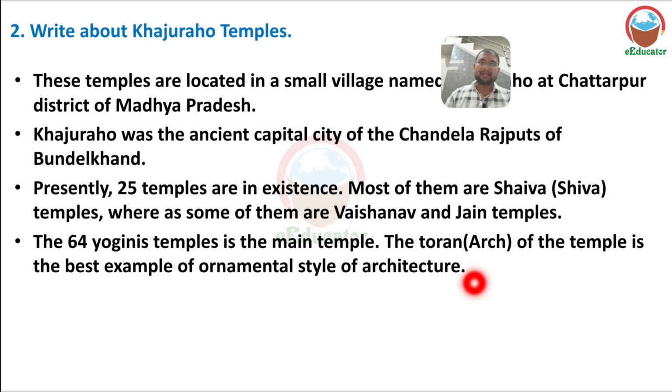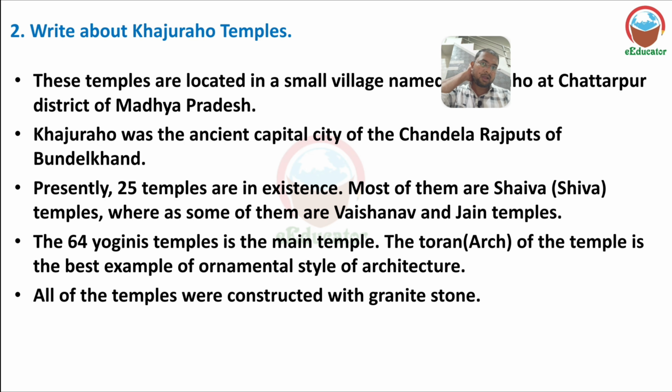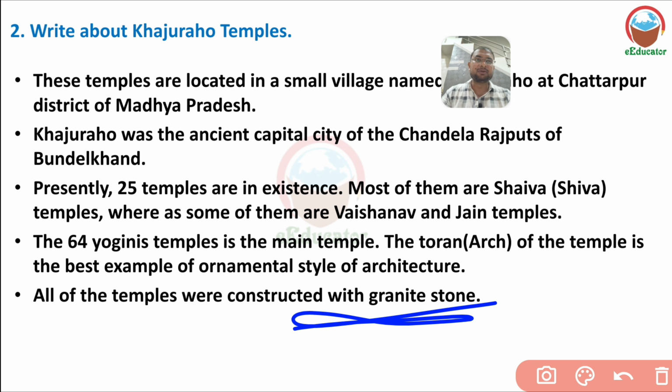The Toran, the arched entrance of a temple, is the best example of the ornamental style of architecture. From the architecture point of view, the arches constructed in the temples are the most important ornamental kind of architecture used here. All the temples were constructed with granite stone. It is very difficult to carve on granite stone.